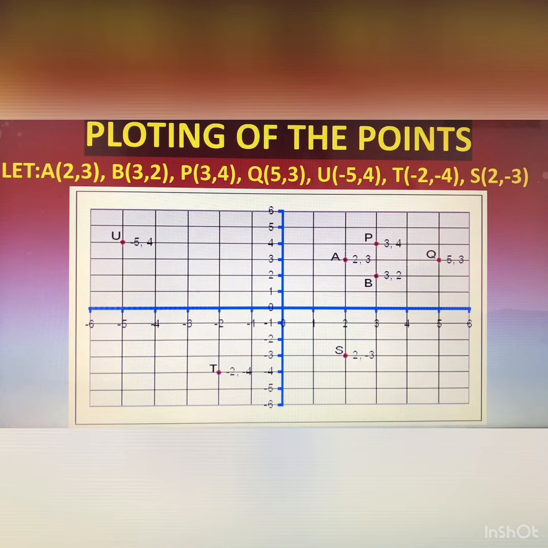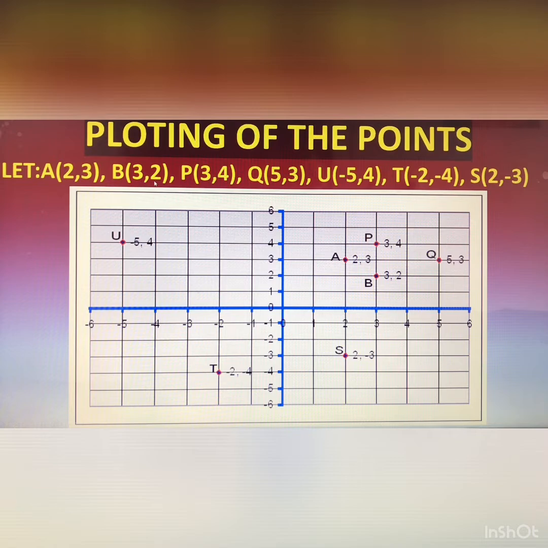So the first point is A. A is 2 comma 3. You can see that this is the point A. Both are positive, which means this point lies in the first quadrant. The abscissa is 2, so you can see the abscissa here is 2. Then you go up, and the ordinate is 3, so you stop at 3. This is the representation of the point 2 comma 3.